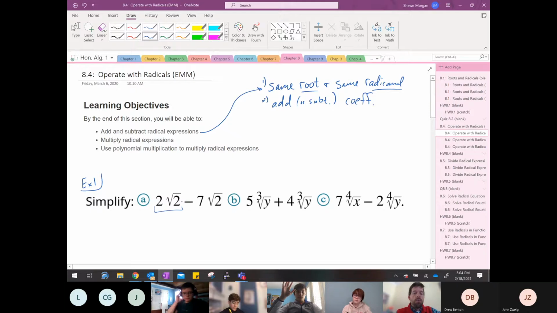What we've got is 2 square root of 2 minus 7 square root of 2.